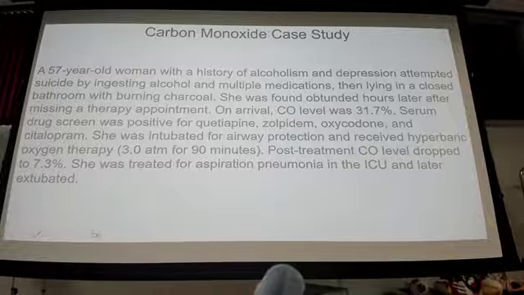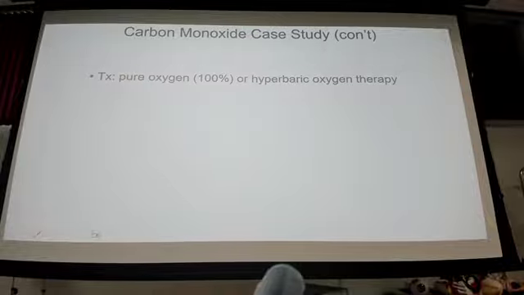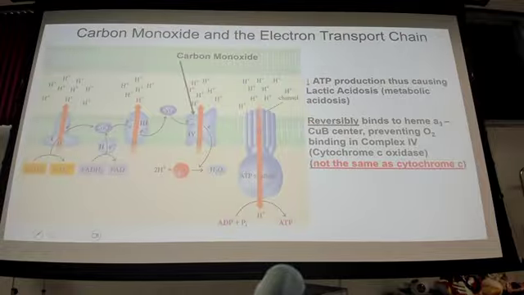And so how you would treat this patient is pure oxygen or hyperbaric oxygen therapy. Hyperbaric oxygen therapy works faster at displacing the carbon monoxide from the hemoglobin to return oxygen levels to normal. And how does carbon monoxide work?